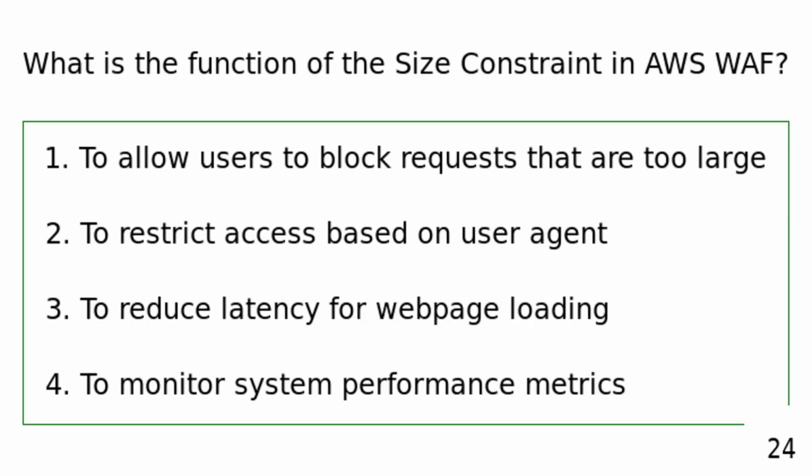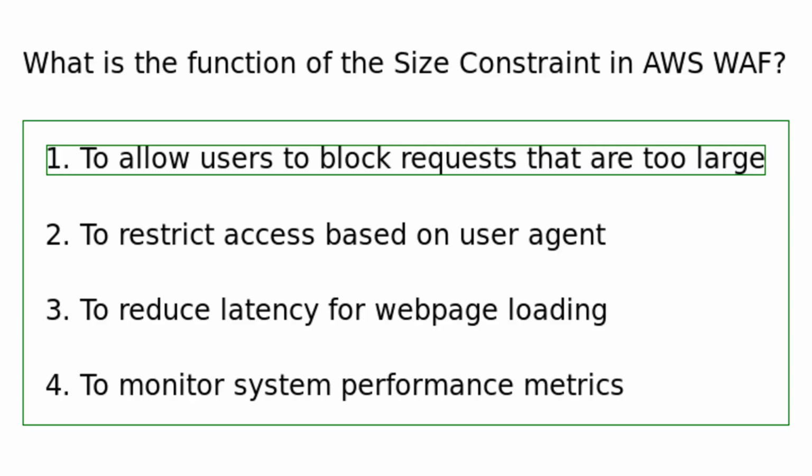What is the function of the size constraint in AWS WAF? To allow users to block requests that are too large. To restrict access based on user agent. To reduce latency for web page loading. To monitor system performance metrics. The size constraint in AWS WAF enables users to block requests that exceed a specified size limit, helping to protect web applications from oversized requests that could potentially cause performance issues.